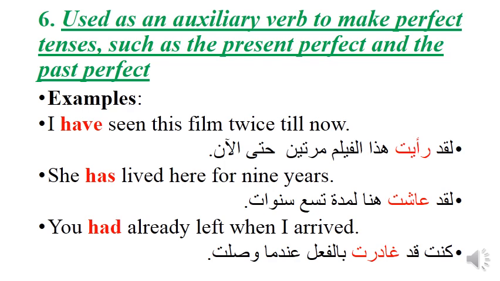Within this example, I'm using the auxiliary have in the past, that is had, plus the past participle of the verb to leave, that is left, in order to indicate past perfect. I repeat, we are using the auxiliary have in the past, that is had, plus the past participle of the verb to leave, that is left, in order to refer to past perfect. Past perfect.